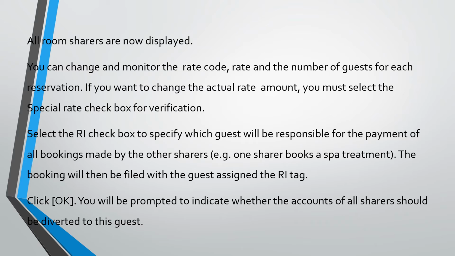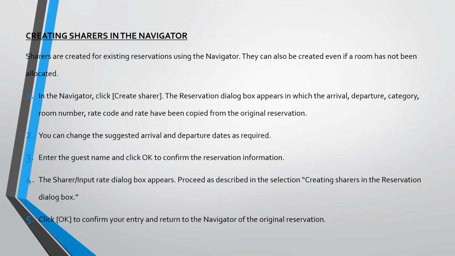Select the RH checkbox to specify that the guest will be responsible for the payment of all bookings made by the other sharers. For example, one sharer books a spa treatment. The booking will then be billed to the guest assigned to the RH tag. Click OK and you will be prompted to indicate whether the accounts of the sharers should be diverted to this guest.